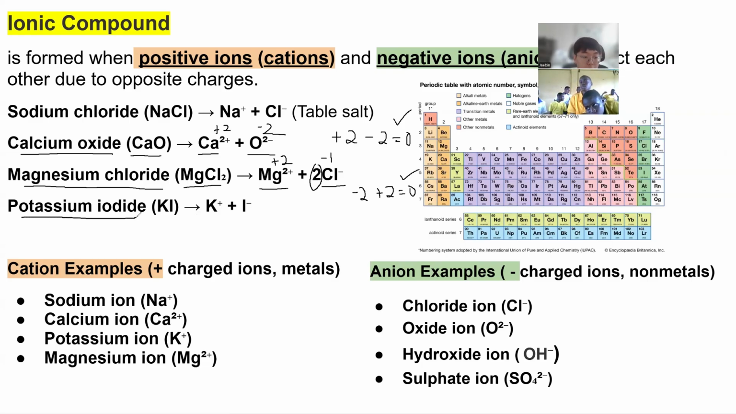The final one is potassium iodide, or KI. KI just forms KI because potassium has a +1 charge, right? Potassium ion has a charge of +1. Iodide ion has a charge of -1. That's why it combines to form KI. And at the bottom here are just examples of cations and examples of anions, which we already kind of know, right?